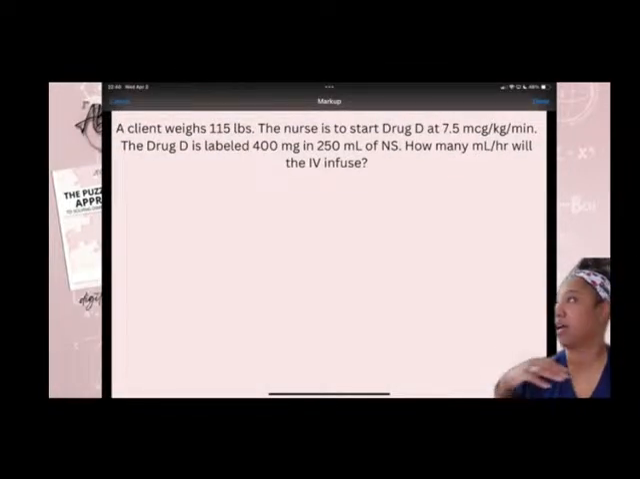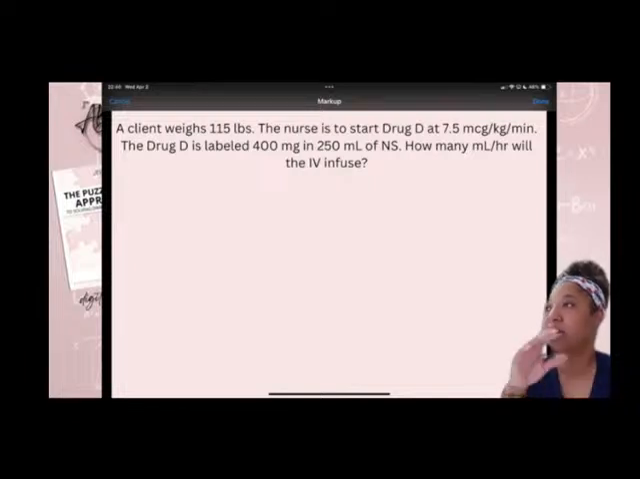All right. A client weighs 115 pounds. The nurse is starting drug D at 7.5 mics per kilogram per minute. Drug D is labeled as 400 milligrams and 250 mLs of normal saline. How many milliliters per hour will the IV infuse?